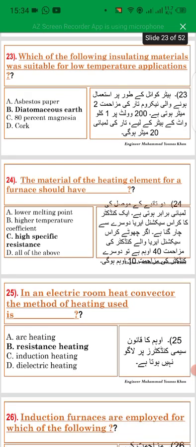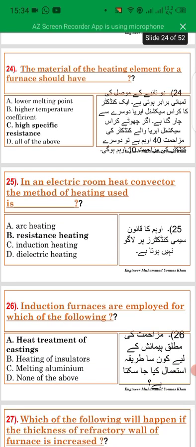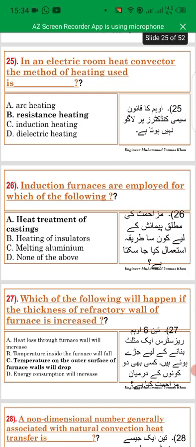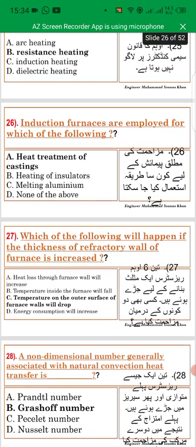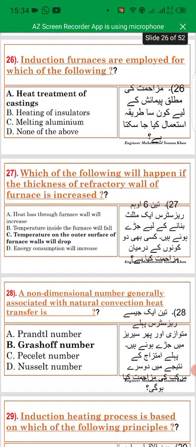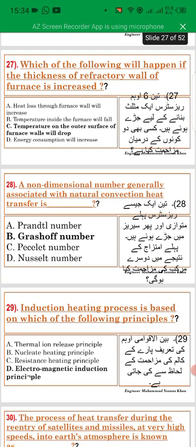Which of the following insulating materials is suitable for low temperature application? Diatomaceous earth. The material of the heating element for a furnace should have high specific resistance. In an electric room heat convector, the method of heating used is resistance heating. Induction furnaces are employed for which of the following? Heat treatment of casting.